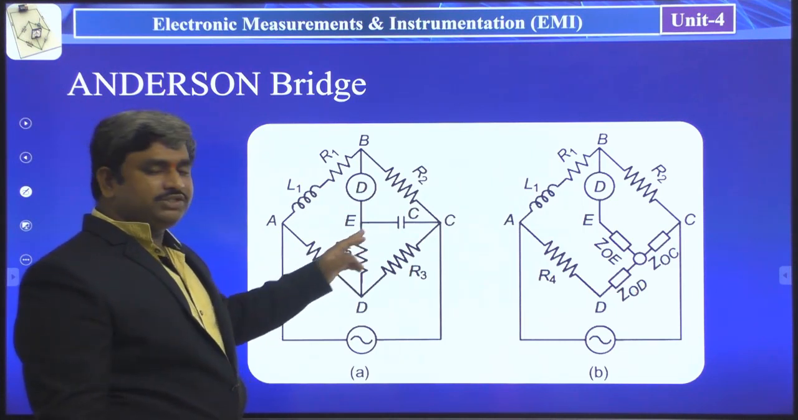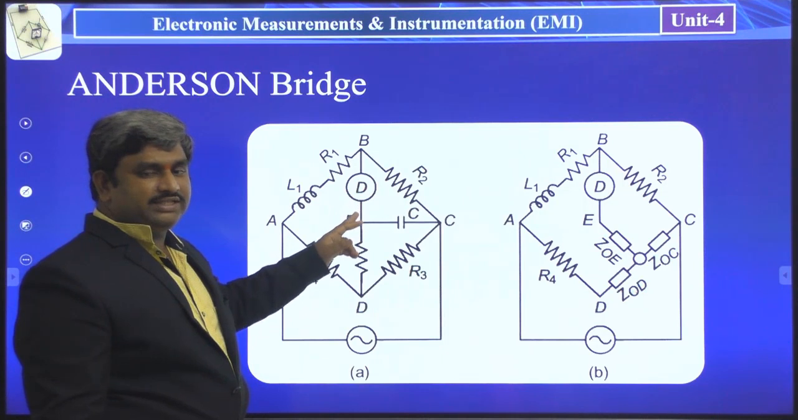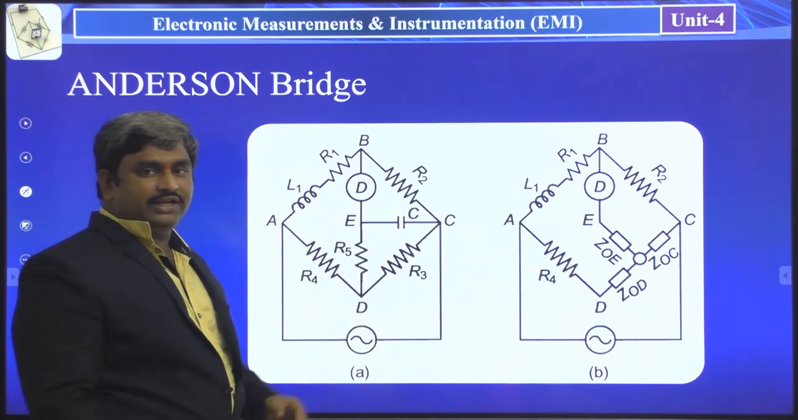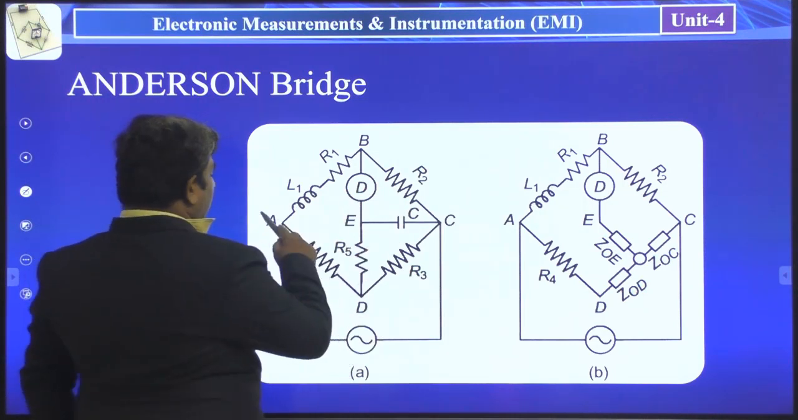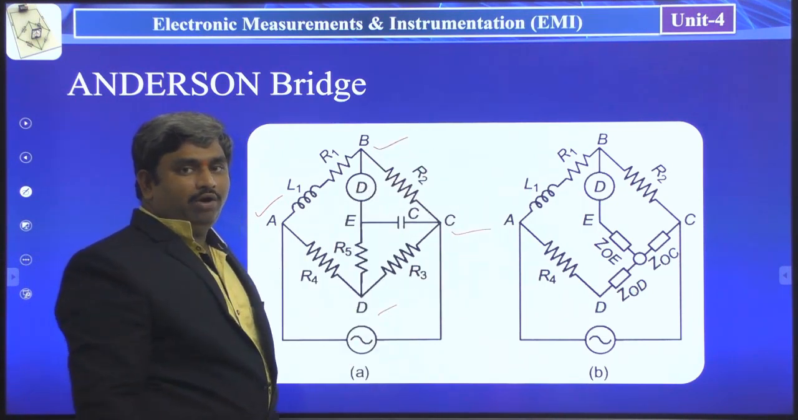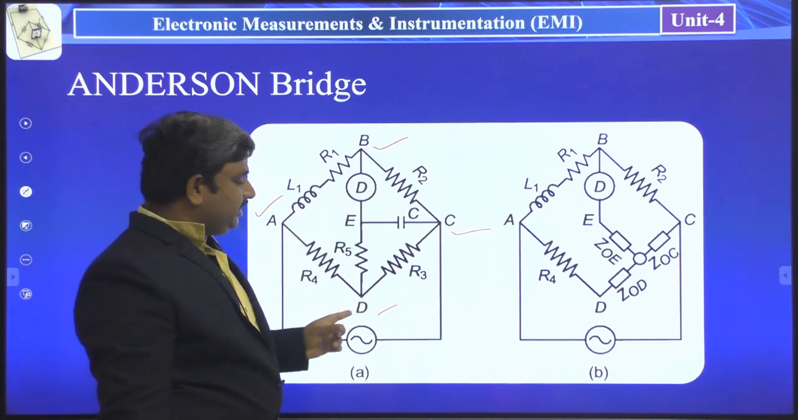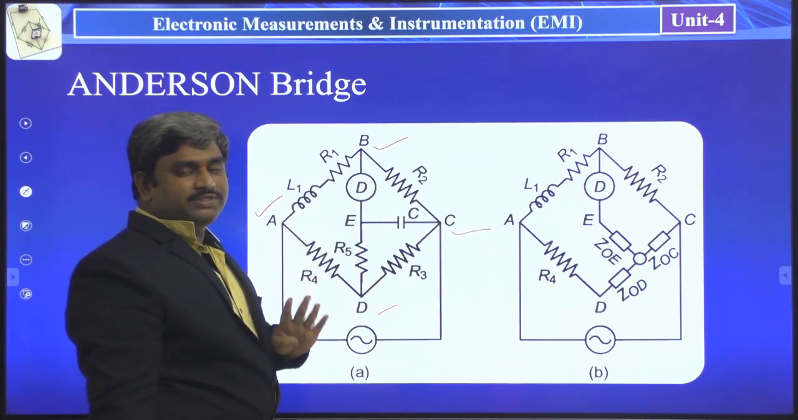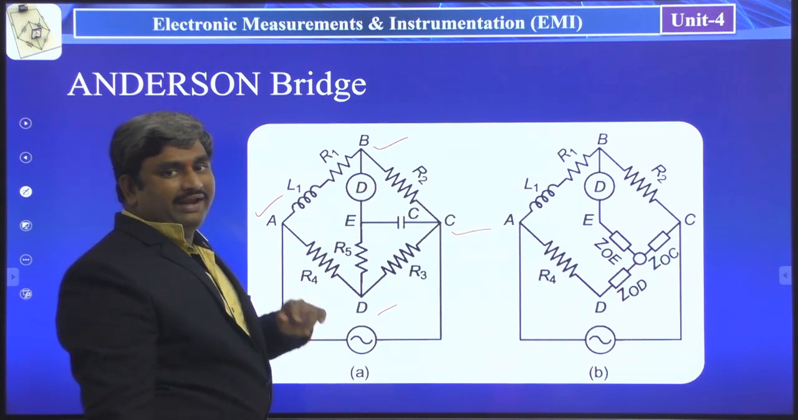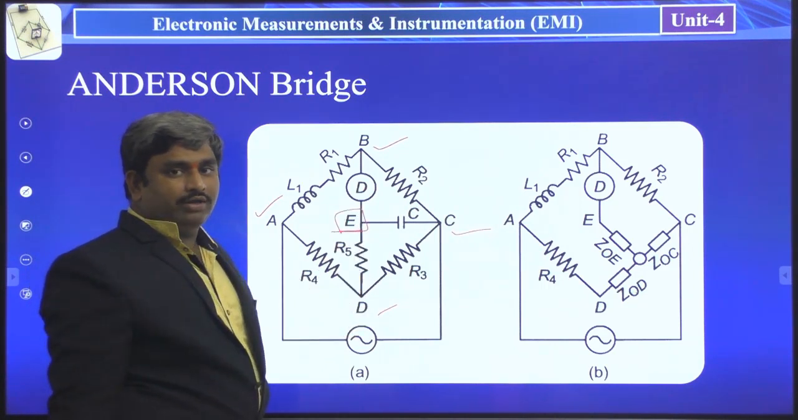These R5 and C components are connected from the AC detector to the D and C terminals. Let us see here. We have A, B, C, D, totally 4 terminals. In between the A, B, C, D terminals, we have 4 arms like previous bridges. We have another new terminal called E.